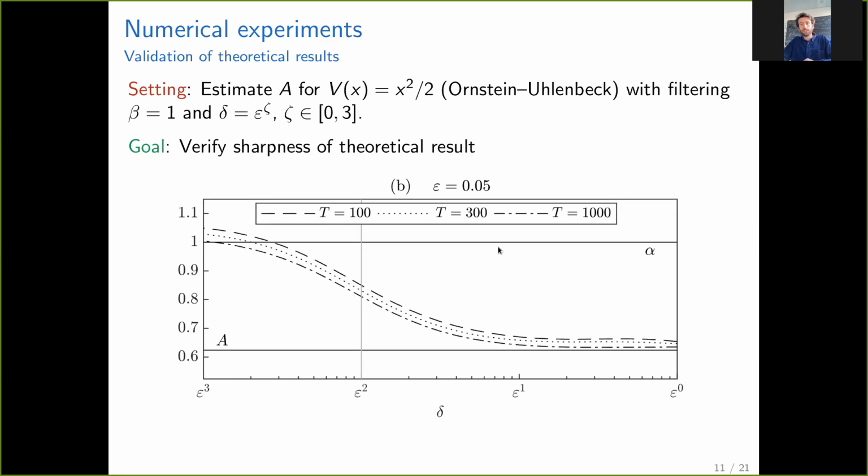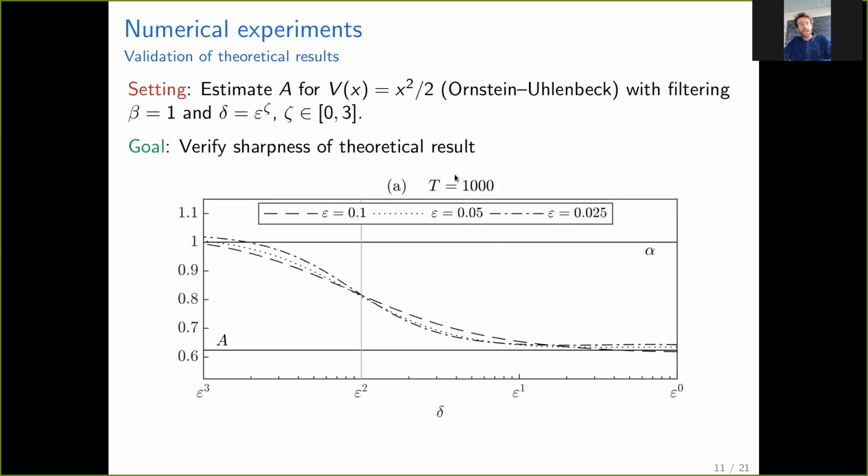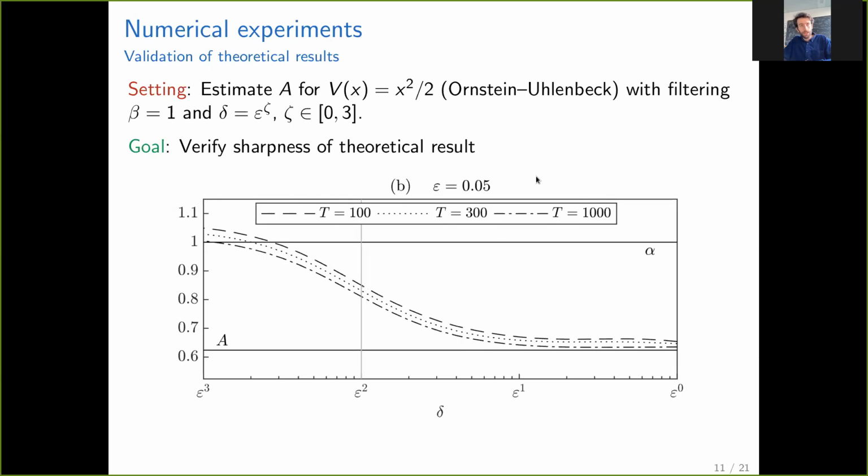So in the previous plot, we were fixing the final time and taking 3 successively smaller values of epsilon. And here we take a fixed value of epsilon, and we take 3 successively bigger values for the final time. And we can see that for the biggest final time, the estimator is closer to alpha for the wrong one, if we take delta too small, and it's closer to A if delta is in the range of validity of our theorem.